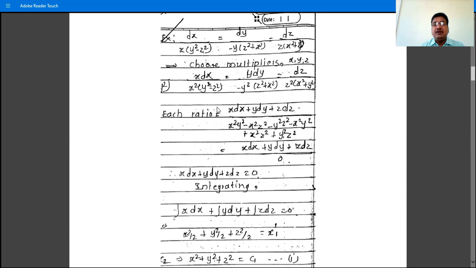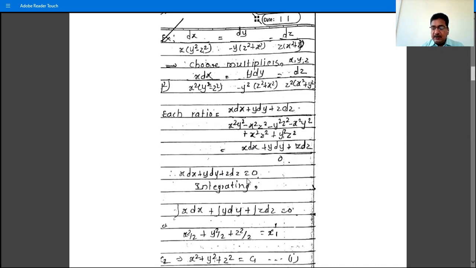Directly write each ratio is equal to x dx plus y dy plus z dz, divided by x multiplied by yz... Multiply by x, and we have the quantity x²y² − x²z², then minus y². If we multiply by y, then we have minus y²... and multiplying by z, we have x²z² plus y²z². The addition of all these quantities is equal to 0, and therefore we have x dx plus y dy plus z dz is equal to 0.